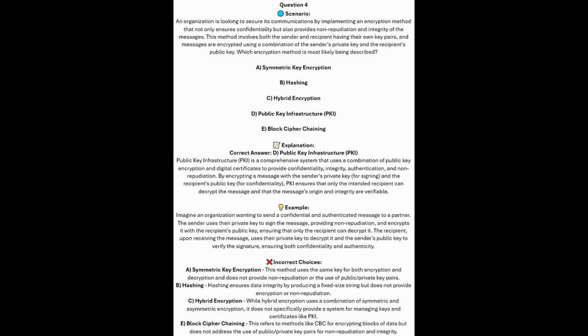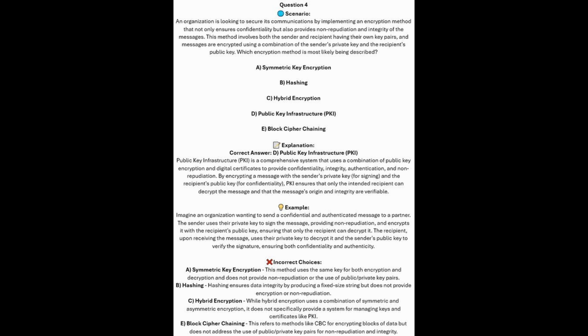And now for the incorrect answers. A. Symmetric key encryption. This method uses the same key for both encryption and decryption and does not provide non-repudiation through the use of public-private key pairs. B. Hashing. Hashing ensures data integrity by producing a fixed-sized string, but does not provide encryption or non-repudiation. C. Hybrid encryption. Whilst hybrid encryption uses a combination of symmetric and asymmetric encryption, it does not specifically provide a system for managing keys and certificates like PKI.